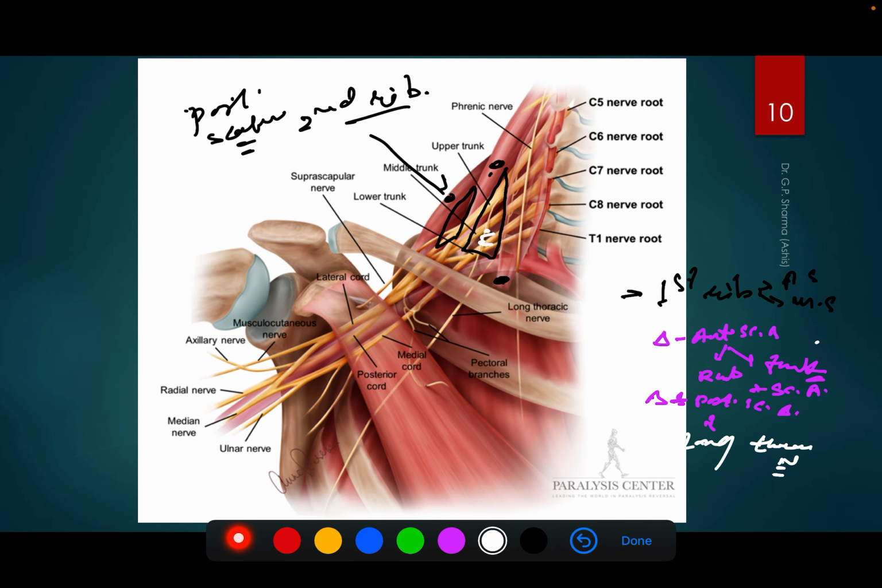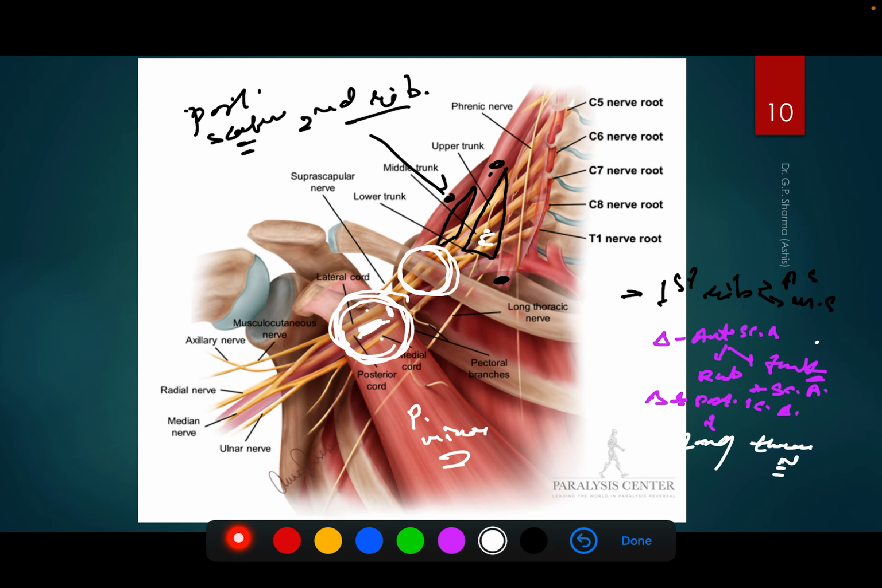Now after the root and trunk, it forms the divisions. The divisions come below the clavicle. After that, it forms the cords. The cords come below the pectoralis minor muscle. This is my pectoralis minor muscle. So the cords come below the pectoralis minor muscle, and the cords have a very good relationship with the second part of the axillary artery. So you can see here the second part of the axillary artery.